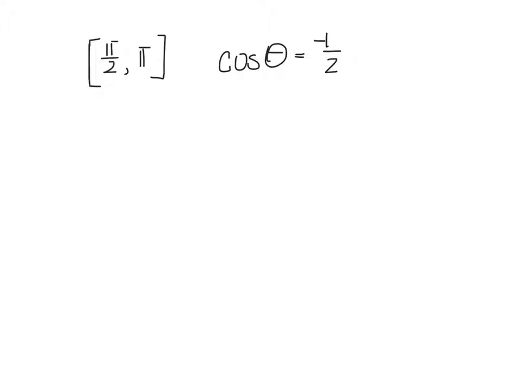Alright, so how can we find the missing angle if we are given a ratio? Now, for every ratio, there are two angles that have that answer, and so these problems narrow it down a little bit by telling us the quadrant that we're looking at. So this interval right here is telling us that we are going to find our answer in quadrant 2, because that's between pi over 2 and pi.